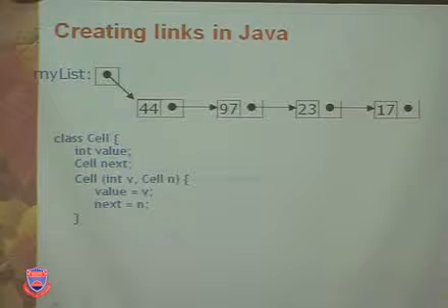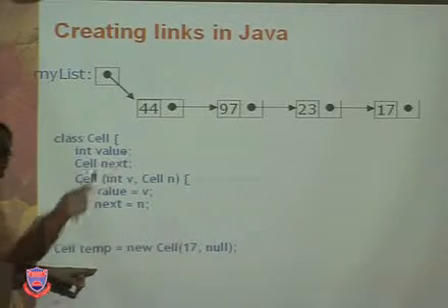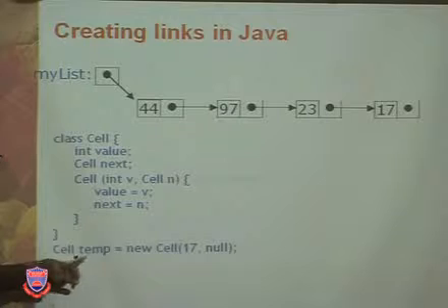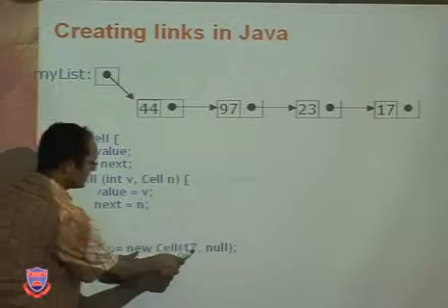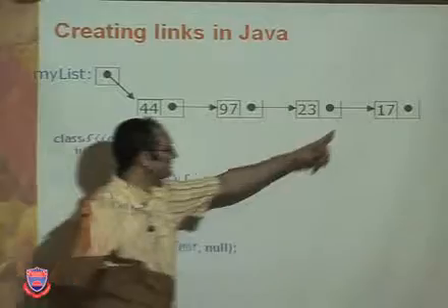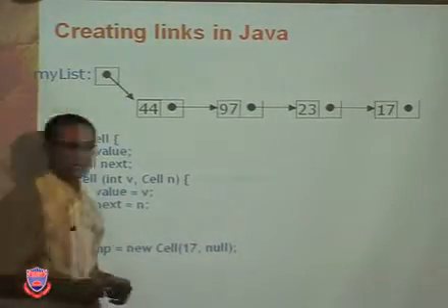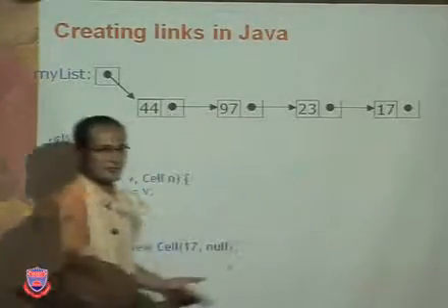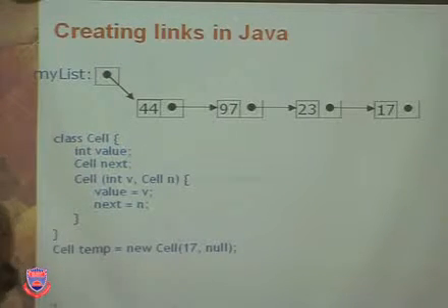So if you were given this constructor, how could you define this list? Basically you can start with defining the rightmost element, Cell temp, so it's a Cell object, and then you create this with the constructor new Cell(17, null). As you see, the first argument is the integer value, and the second argument is the cell object it points to, which is initially set to null. And then after that, if you would like to create the 23, how are you going to create that?